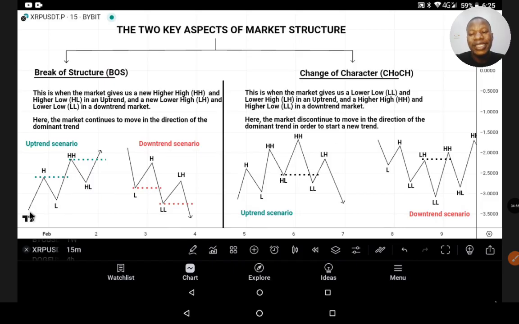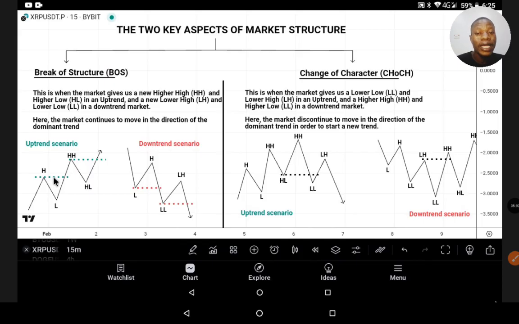Break of structure in an uptrend is when the market gives you a new high. The market is being pushed from this support level, from this swing low, and it was pushed such that it broke above this previous high. At this point, the market is said to have experienced a break of structure, because there's a structure here which is a resistance, but the market has pushed and has broken the resistance here. So at this point, we say there's a break of structure.